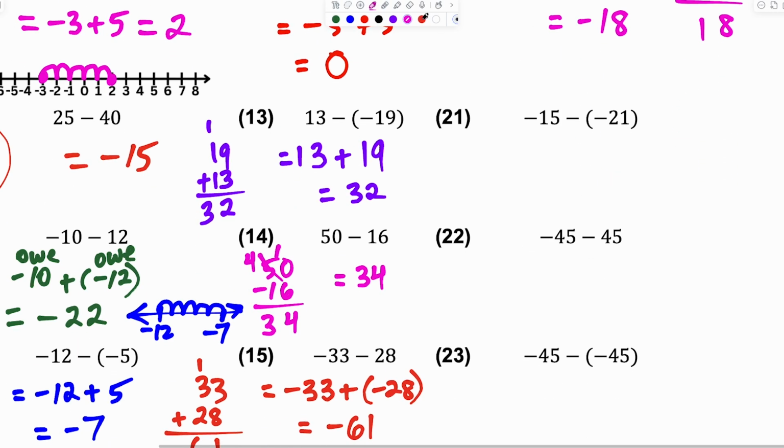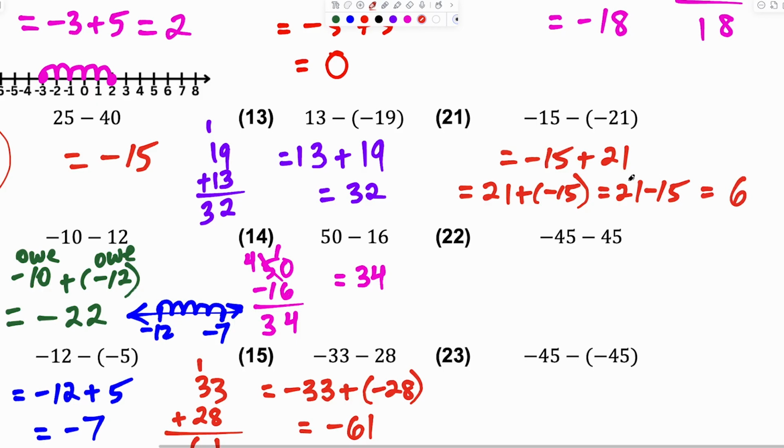Question 21, we've got negative 15 minus negative 21 is going to change to negative 15 plus 21. And now this we could think of a few different ways. So we could also just use commutativity here and even say that this is 21 plus negative 15, which is equal to 21 minus 15. And if we do 21 minus 15, we're going to get 6, which is our answer to question 21.